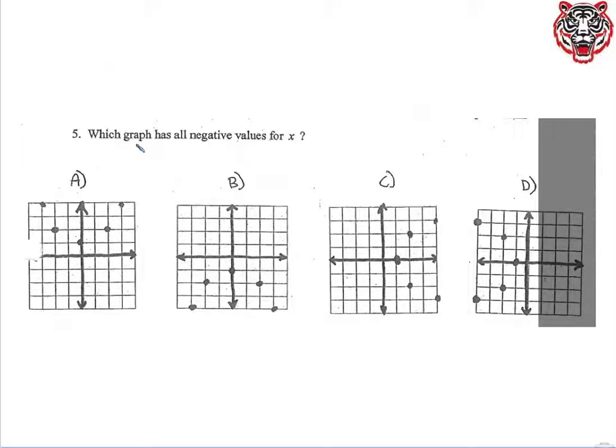So number 5, which has negative values for x? X again goes up and down or left and right, class? Left and right. So this is our x coordinate, and all positive, is that going to be left or is it right? That's gonna be right. So what has all right points? No, it's C.